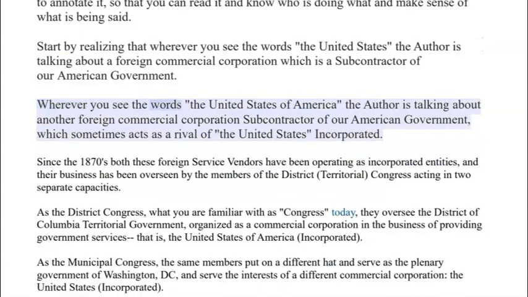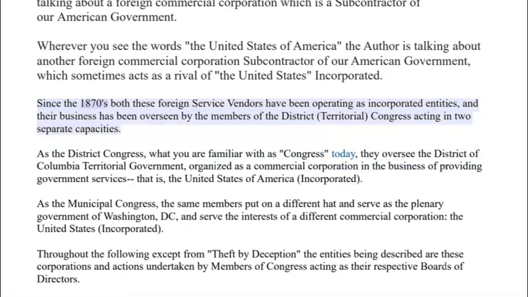Wherever you see the words, the United States of America, the author is talking about another foreign commercial corporation subcontractor of our American government, which sometimes acts as a rival of the United States, Incorporated. Since the 1870s, both these foreign service vendors have been operating as incorporated entities, and their business has been overseen by the members of the District, Territorial Congress acting in two separate capacities.